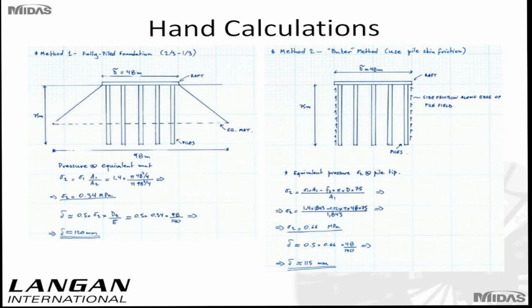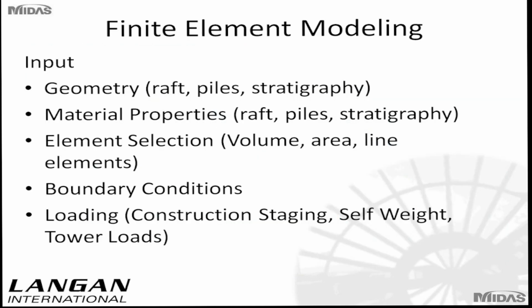Then we would perform some hand calculations at the beginning based on elastic solutions to get a first-order estimate of the anticipated settlements. These typically don't vary more than 20 to 30% from the detailed finite element analysis. On the left, we see the typical 2/3, 1/3 method, where the tower load is transferred below the raft at a depth equal to 2/3 the pile length. On the right-hand side, you would see a classical Baker method, where the foundation acts as a block, and the tower load is reduced by friction before it reaches the pile tips.